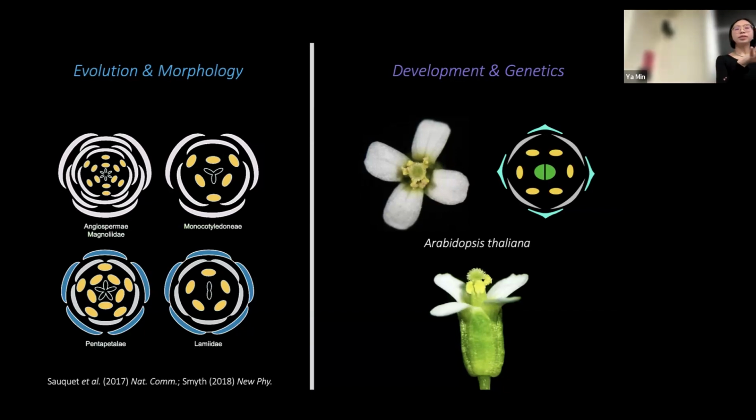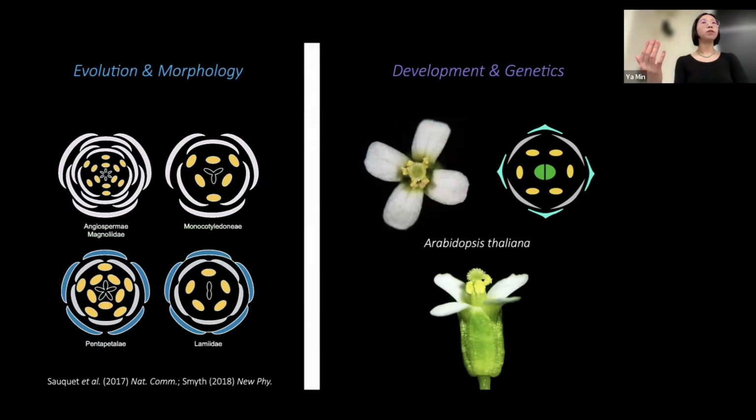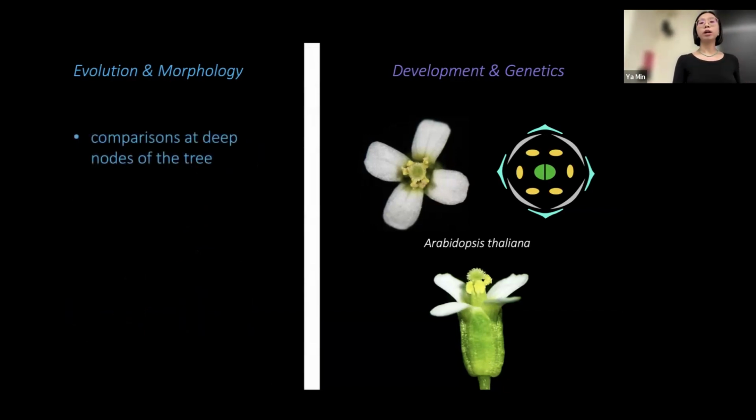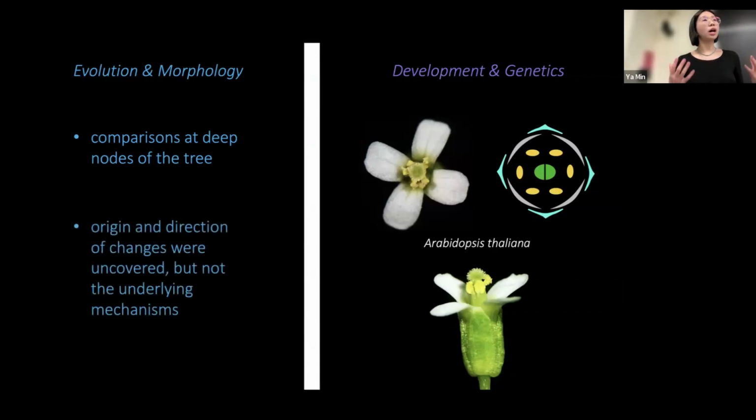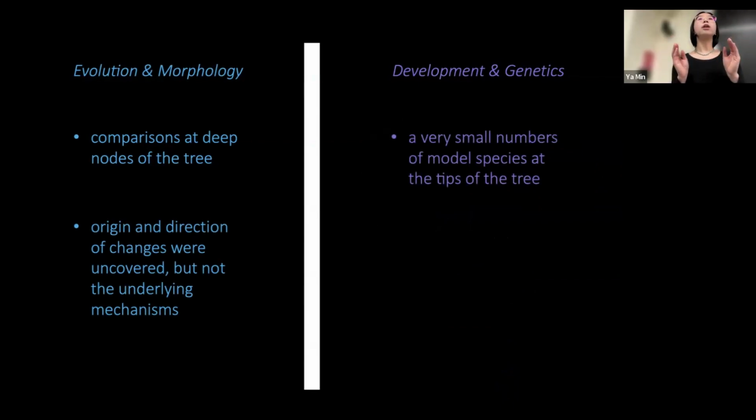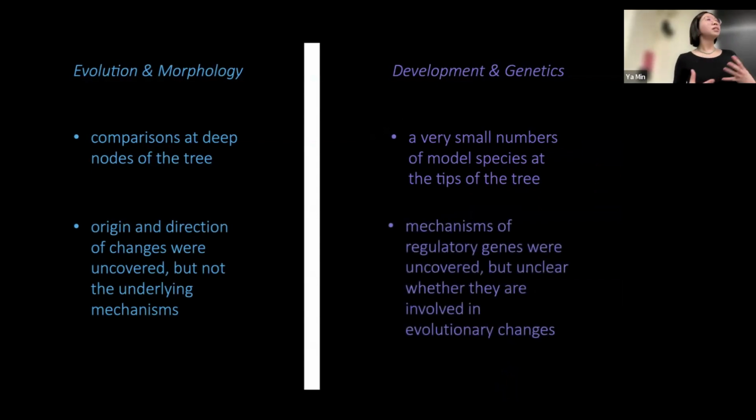However, those two fields have been historically independent from each other. On one hand, morphological evolution has been focusing on comparisons at the deep nodes of the tree. Although we can see the origin and direction of changes of the floral ground plan, we cannot understand the underlying molecular mechanisms. On the other hand, developmental genetic studies have been focusing on a very small number of model species at the tips of the tree. Although the mechanisms of many genes are well understood, whether or not they are involved in evolutionary changes is not established at all.